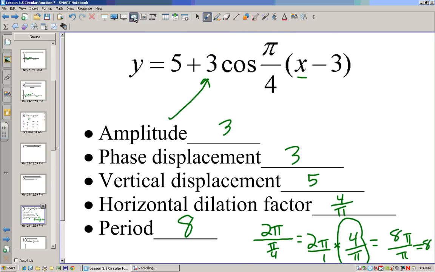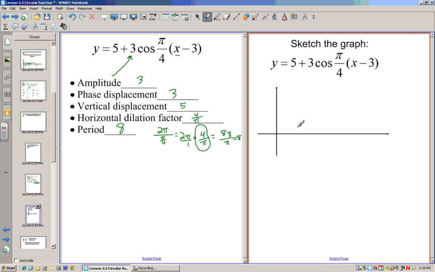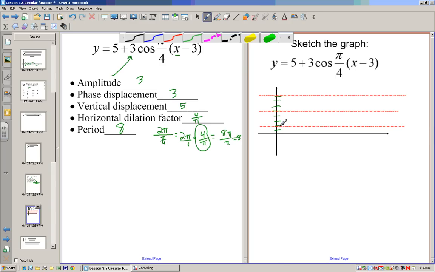All right, so now let's graph this function. So we have to scale this out, so I'm going to go up 5. And I'm going to draw my sinusoidal axis. 1, 2, 3, 4, 5. There's my sinusoidal axis. I'll go up 3, and then I'll go down 3. I move to the right 3 to start my graph, and cosine starts on the top.